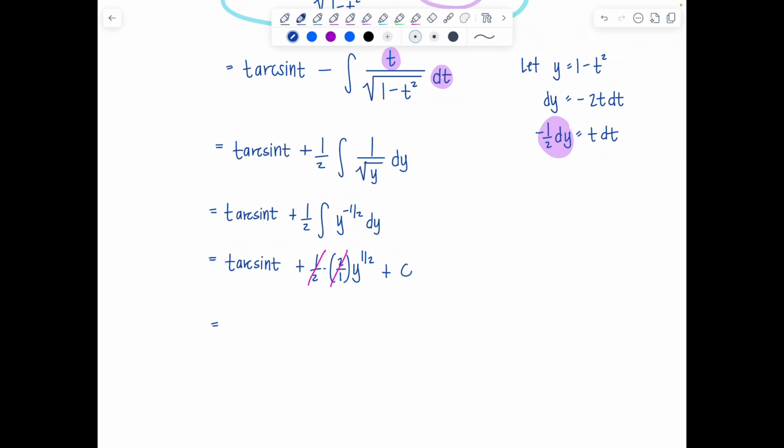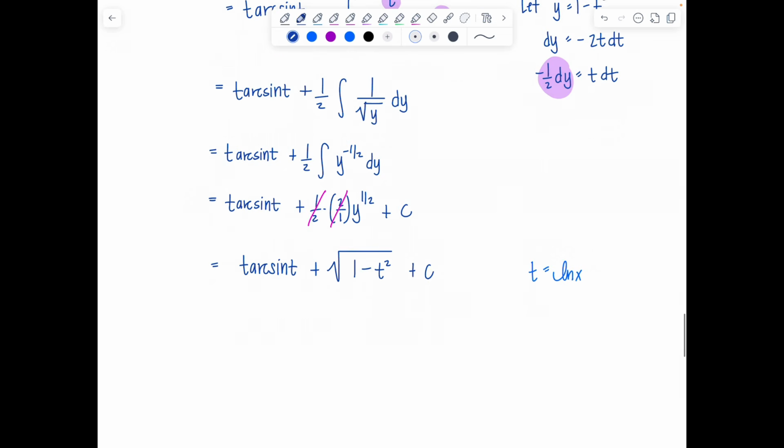Love it. So we've got t arcsine of t plus square root of y, which was 1 minus t squared plus c. And no, don't box it yet. Remember, originally, t was natural log of x. So we have to go back to that original variable. So we've got natural log of x times arcsine of natural log of x plus square root 1 minus natural log of x squared plus c.